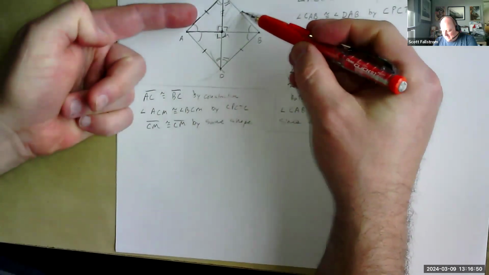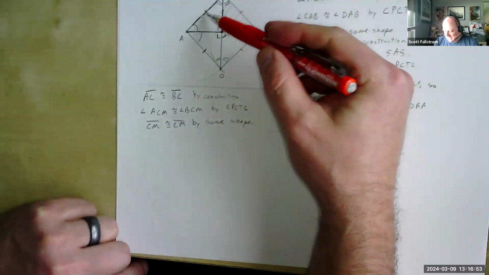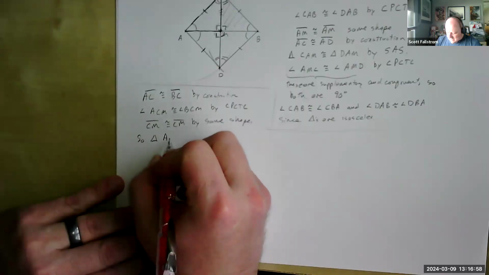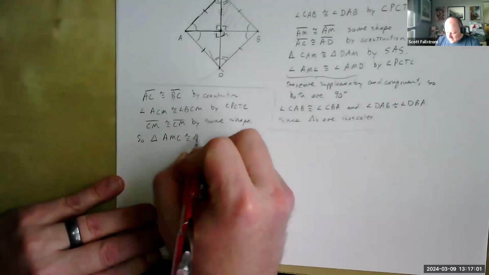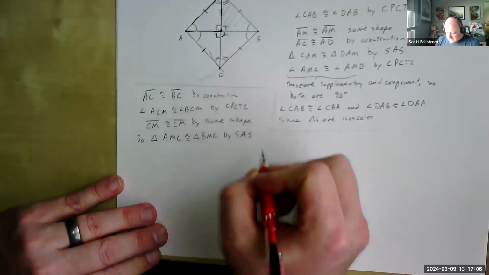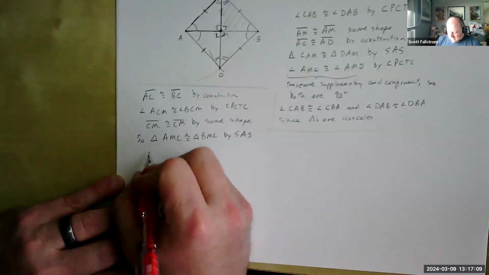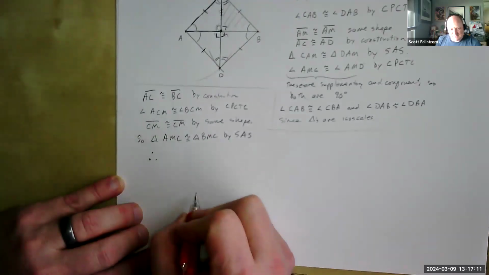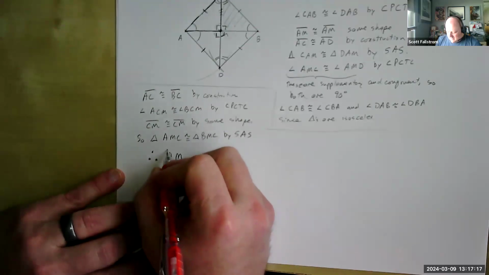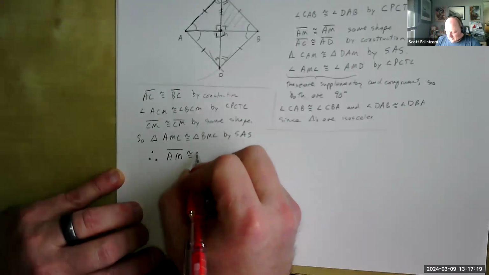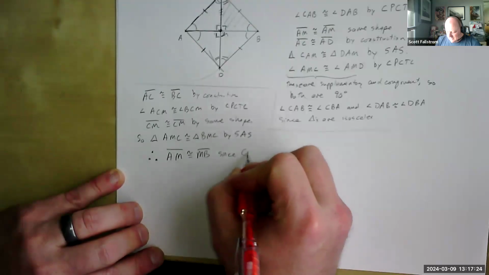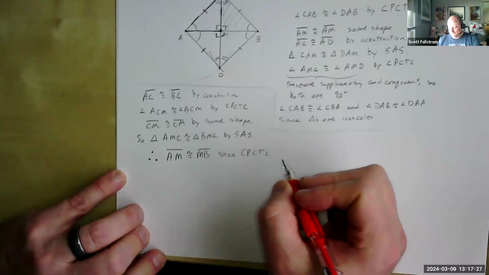I have now a side, an angle, and a side, which is a side, an angle between them, and another side. So triangle AMC is congruent to triangle BMC by side angle side. And then I'll put 3 little dots, which is like a fancy math way of saying, aha, here's my big conclusion. My big conclusion is that AM has to be congruent to MB, since corresponding parts of congruent triangles are congruent.